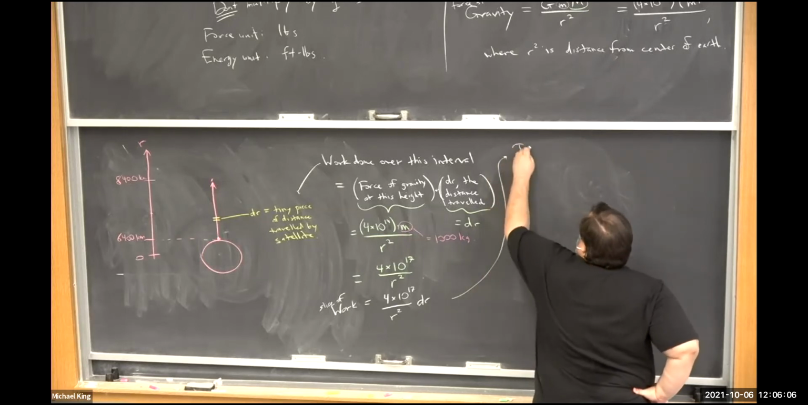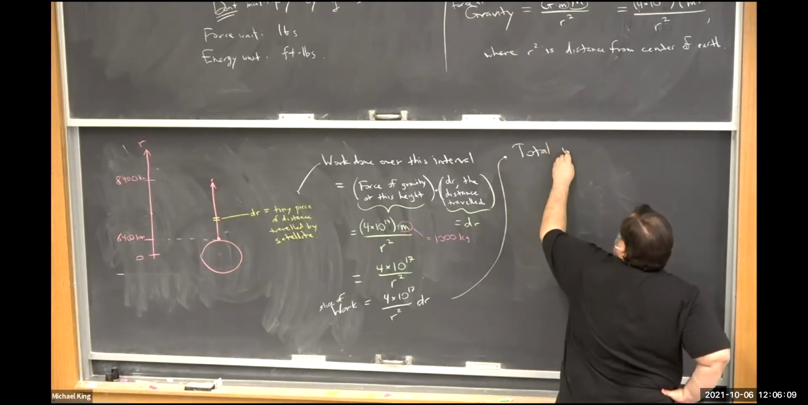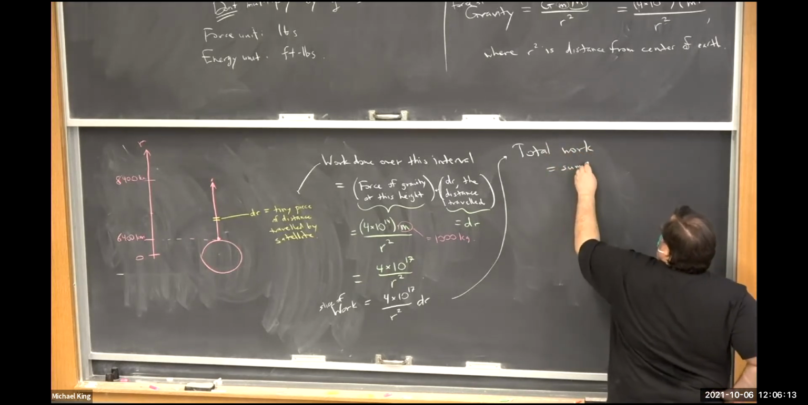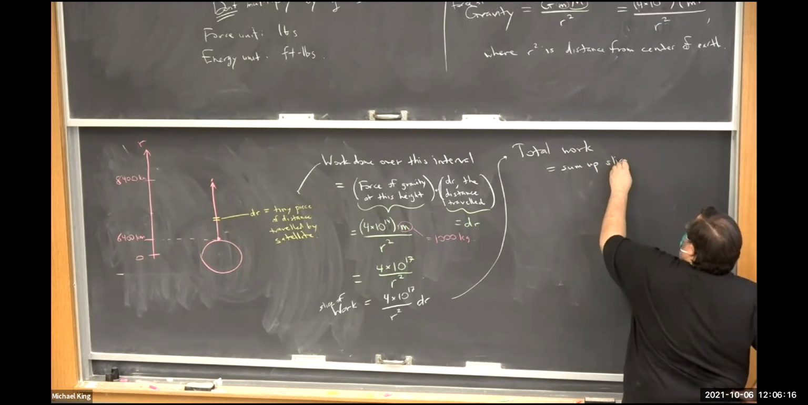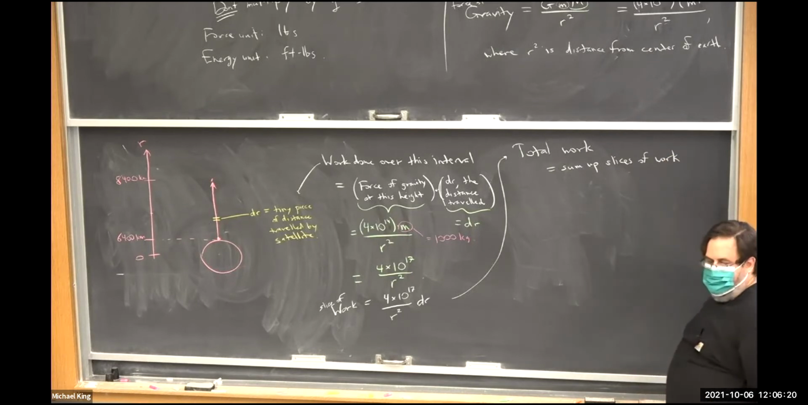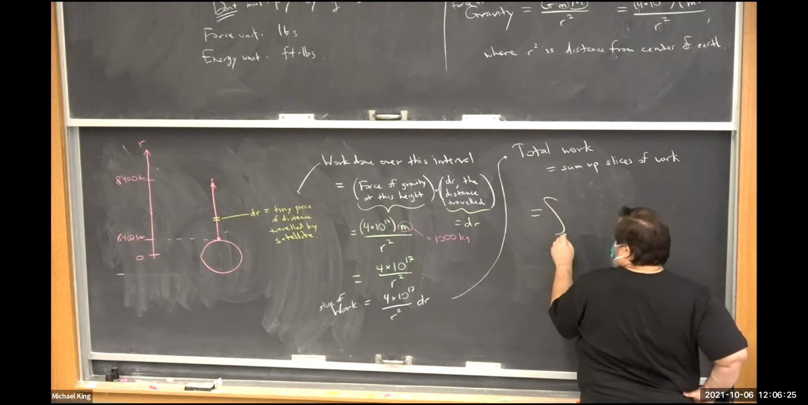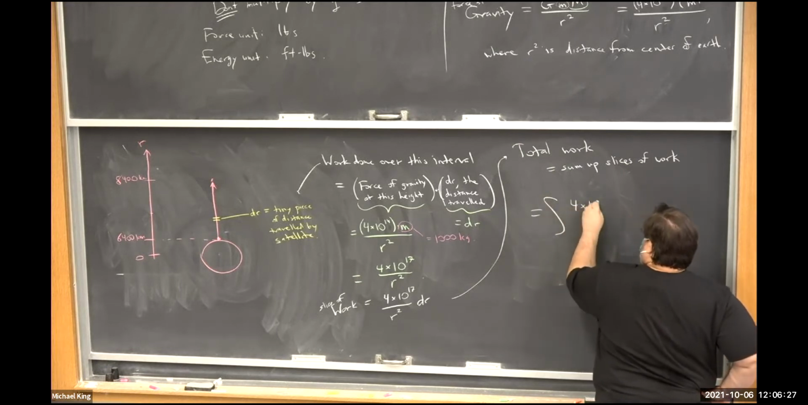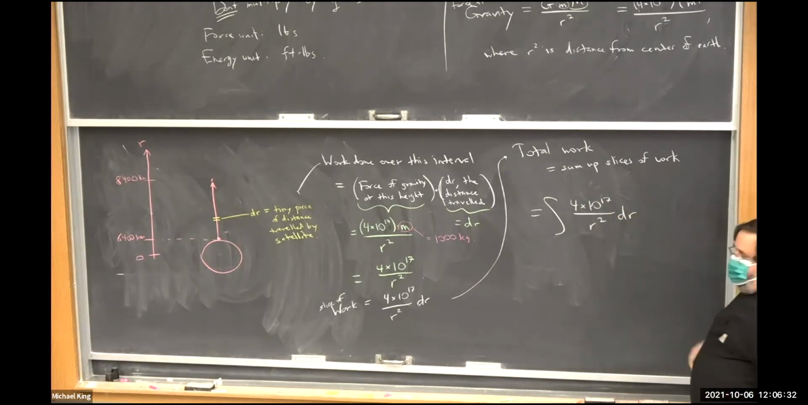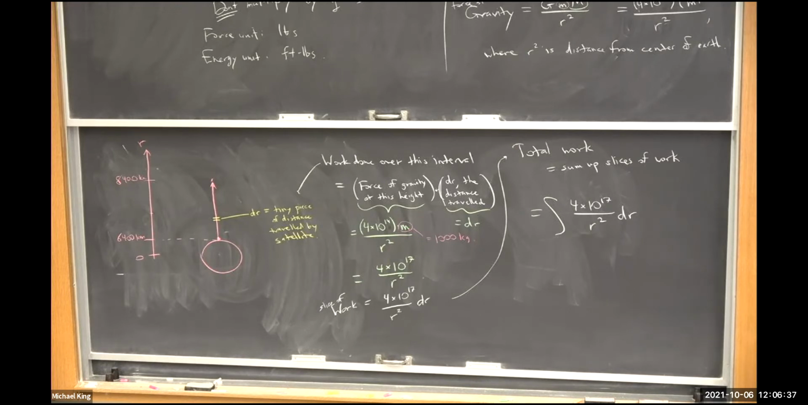So the total work is going to just be the integral over all slices of work. Just add up the slices. Sum up slices of work. And we can always do these as Riemann sums, but I tend to like to jump straight to the integral. And so this is an integral of this function. What are the bounds of the integral? Where do we start? Where do we end up?